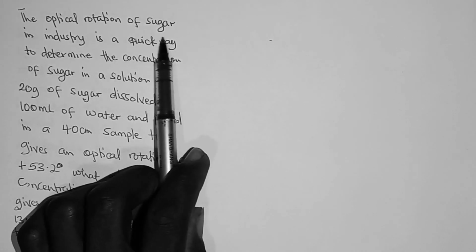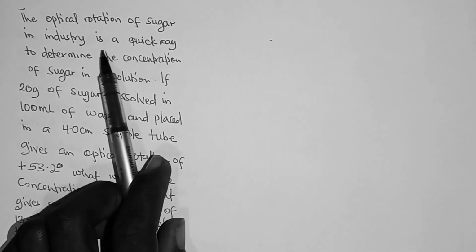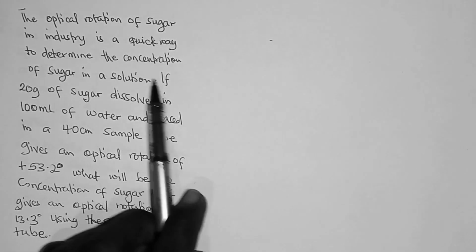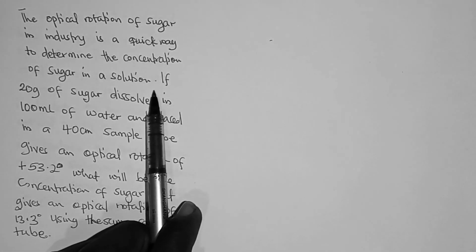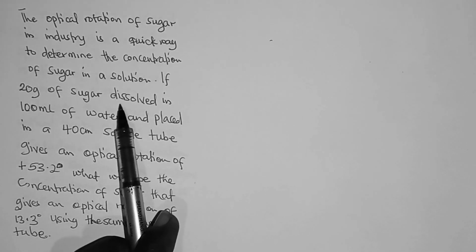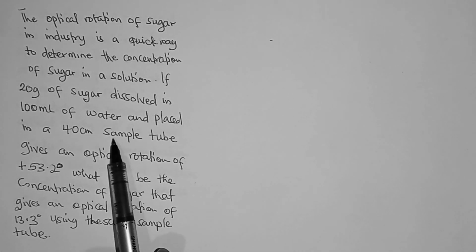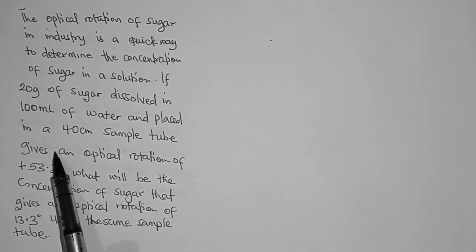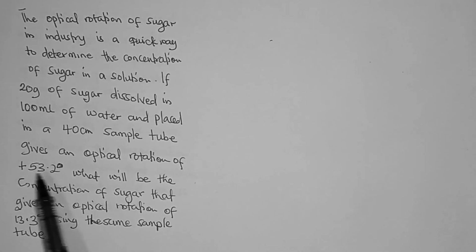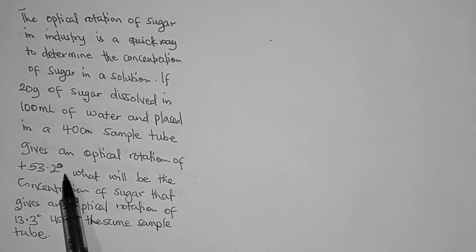The optical rotation of sugar in industry is a quick way to determine the concentration of sugar in a solution. If 20 grams of sugar dissolved in 100 ml of water and placed in a 40 centimeters sample tube gives an optical rotation of plus 53.2 degrees, what would be the concentration of sugar that gives an optical rotation of 13.3 degrees using the same sample tube?